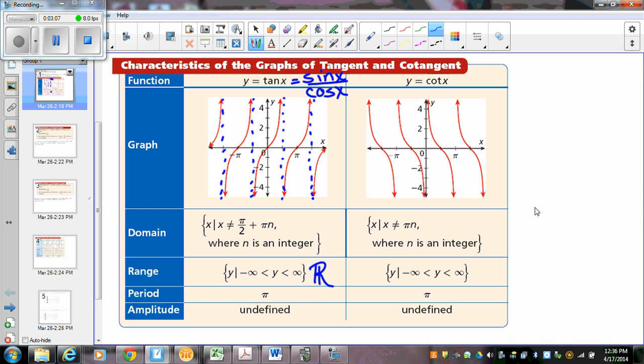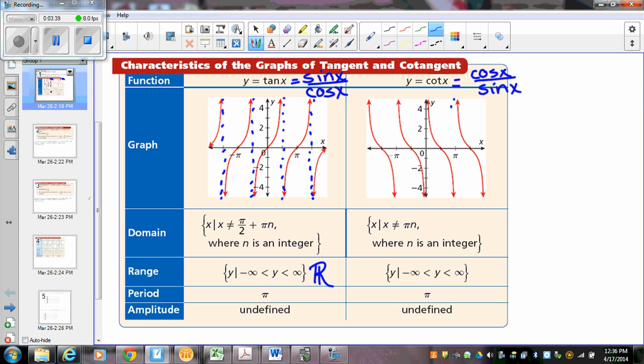Then we look at the cotangent graph, and since cotangent is the reciprocal of tangent, literally all we do is we take every single y value for the tangent graph and we reflect it over the x-axis. So we took all of these red curves and we just flipped them upside down, and that gives you your cotangent graph. Now that also means that since cotangent is cosine of x over sine of x, anytime sine is 0, we're going to have a vertical asymptote.